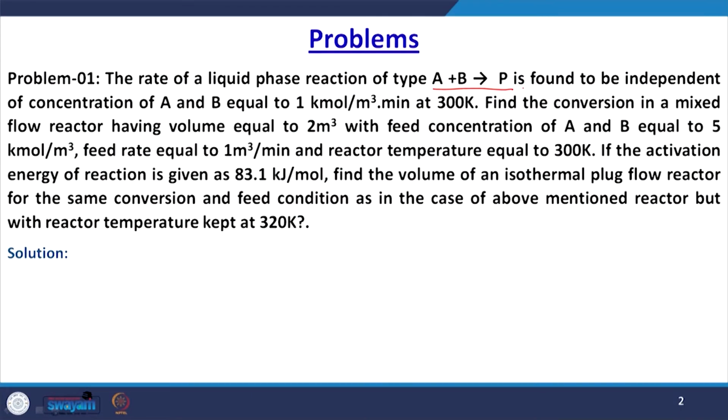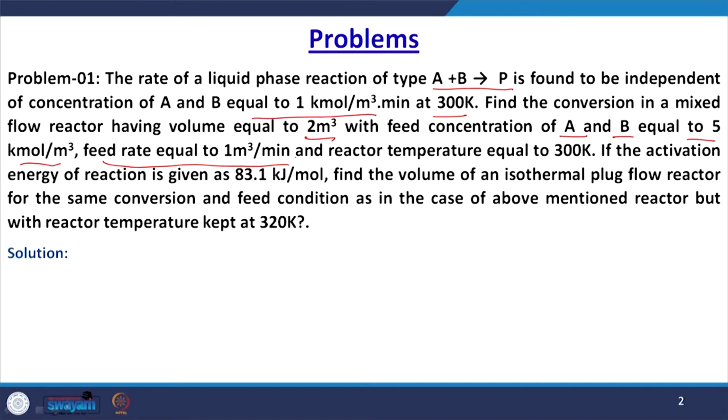Here the rate of a liquid phase reaction of the type A plus B gives P is found to be independent of the concentration of A and B, and is equal to 1 kilomole per meter cube minute at 300 Kelvin. You need to find the conversion in a mixed flow reactor having a volume of 2 meter cube, with the feed concentration of A and B both equal to 5 kilomole per meter cube and a feed rate of 1 meter cube per minute.